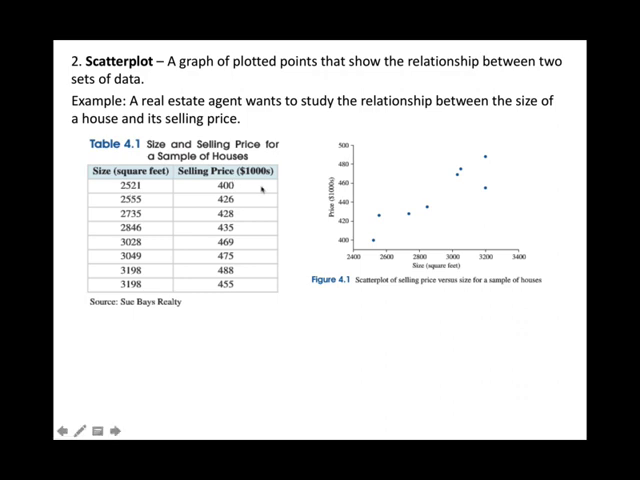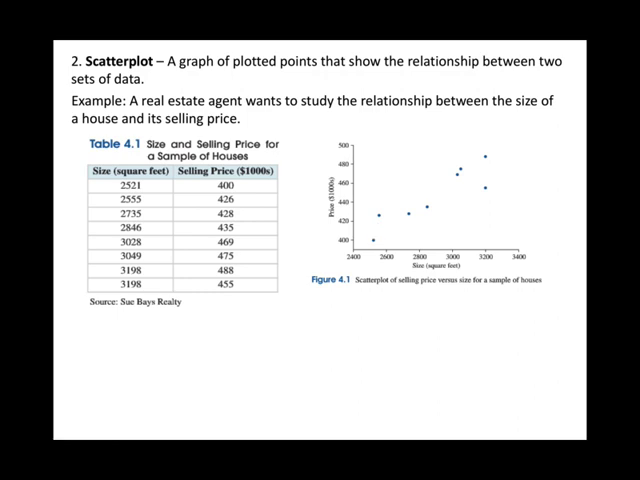And this is the second data. I have 2,555 square feet and it sells for 426,000. So now I obtain the scatter plot with size and selling price of a house.